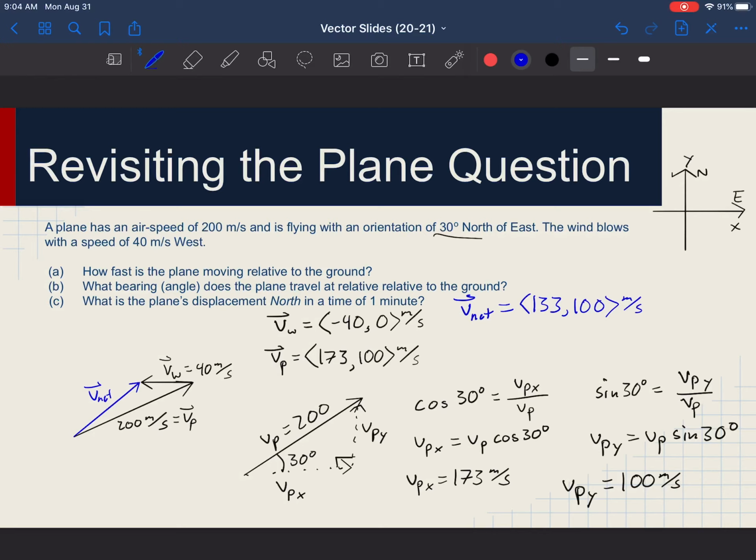Cool. Now to find the speed, we want to take the magnitude of this vector. And sometimes I'll just write magnitude like this, just leaving off the extra lines, because it gets kind of confusing.